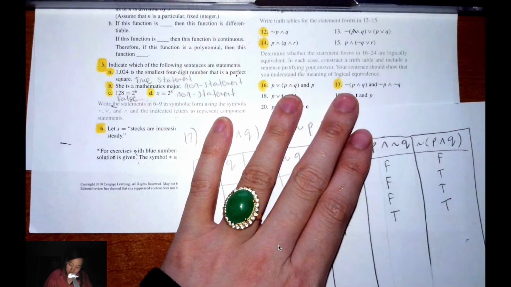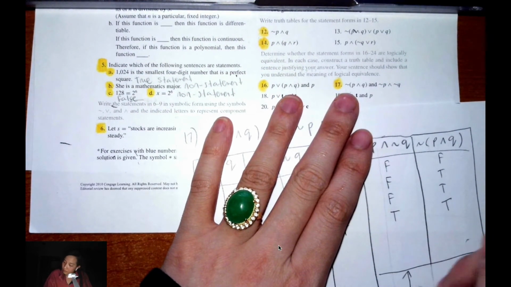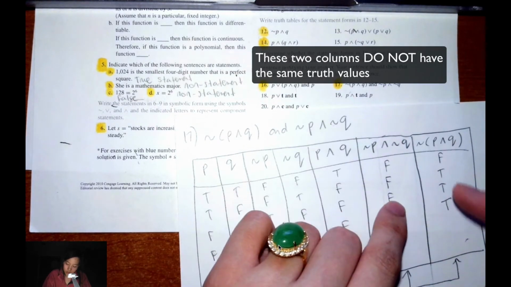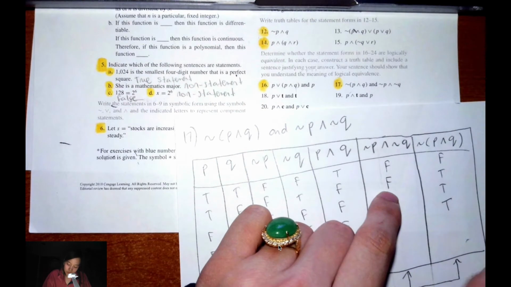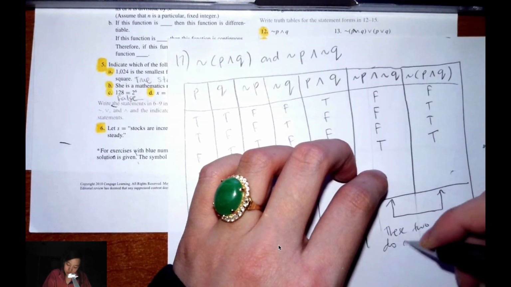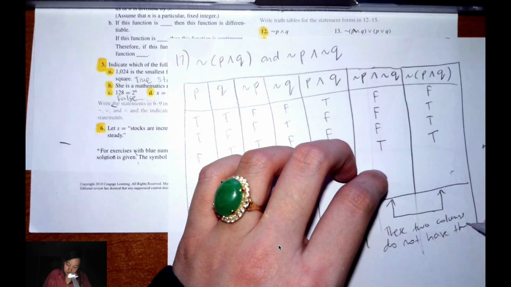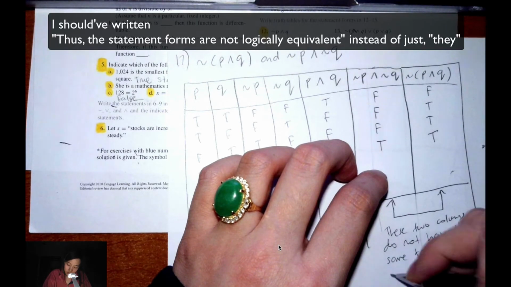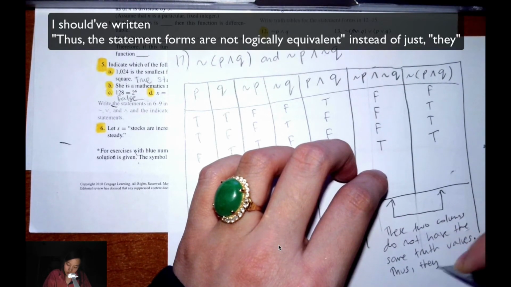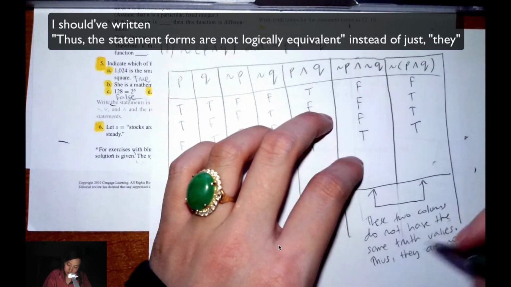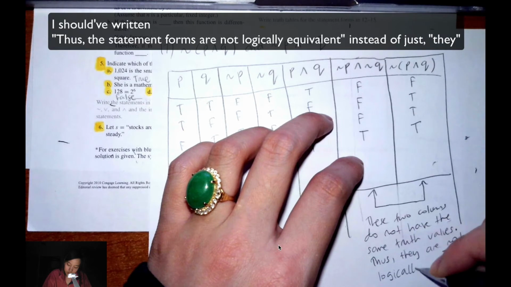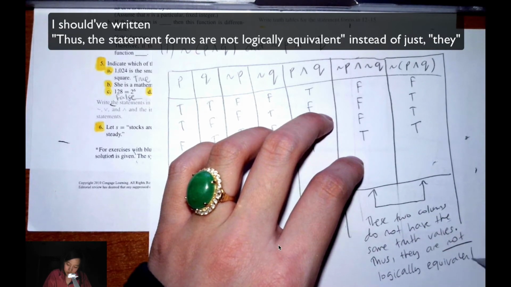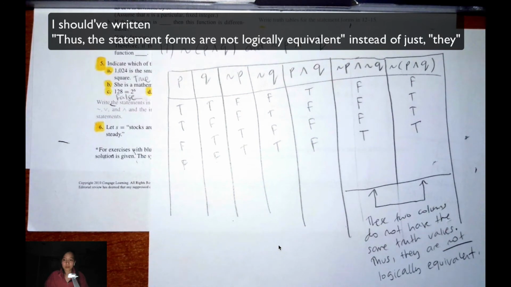Now you can see that these two columns do not have the same truth values. So we would say these two columns do not have the same truth values, thus they are not logically equivalent. There we go.